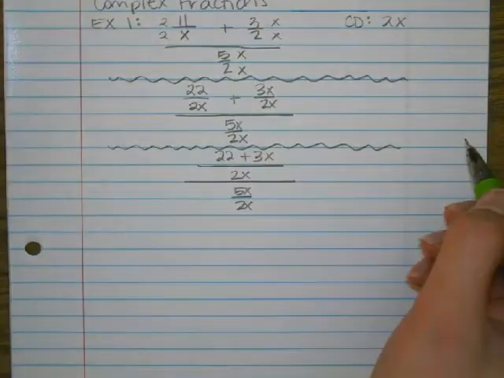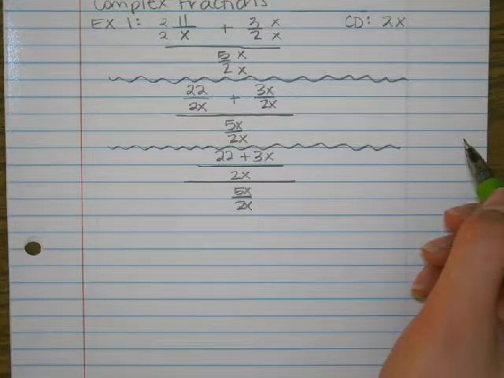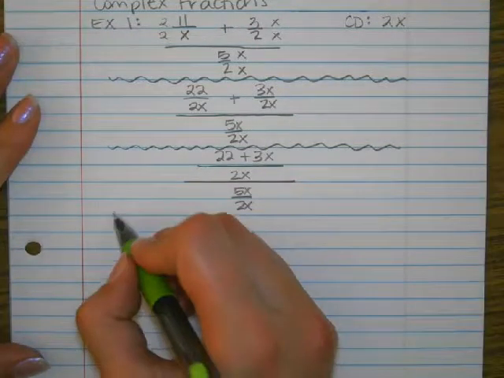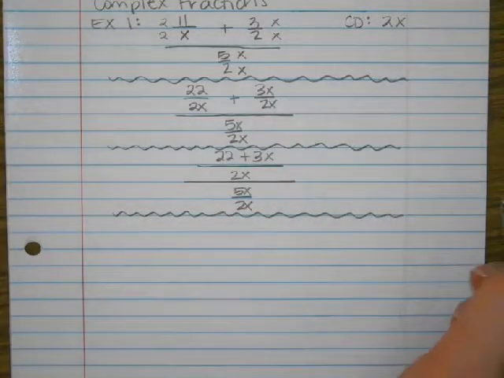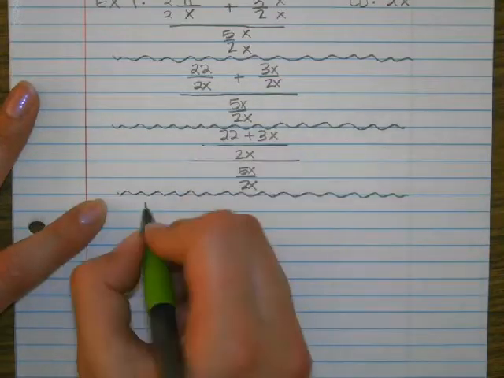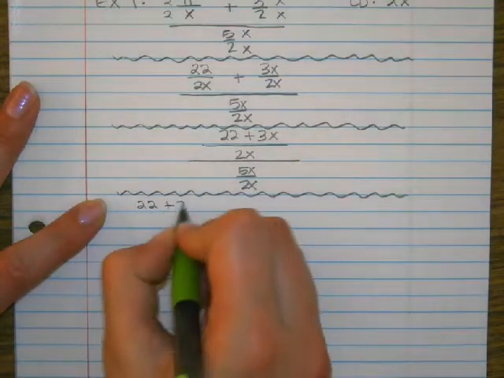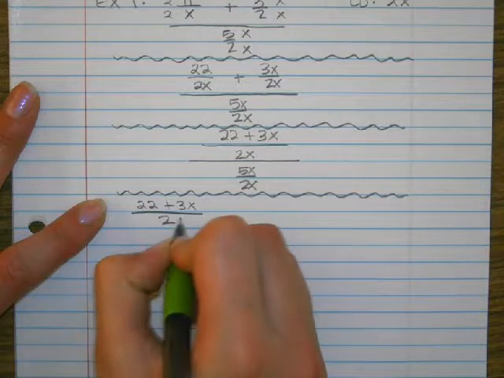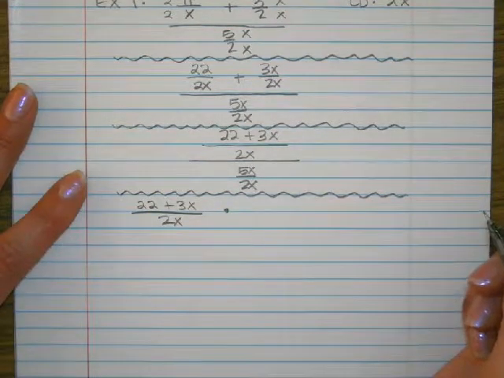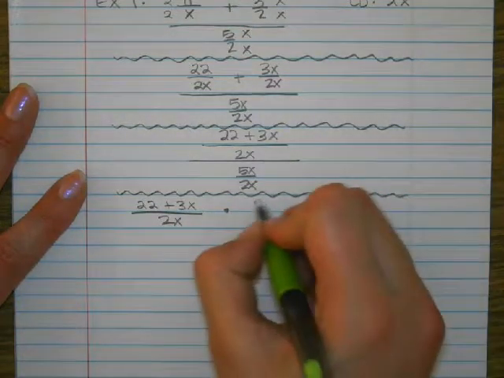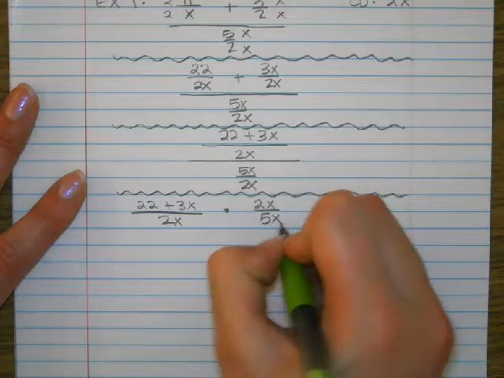So we got one fraction divided by another fraction. What do we do anytime we have one fraction divided by another fraction? Keep, change, flip. So keep the top, 22 plus 3x over 2x. Change it to a multiplication problem. And then flip the other one, 2x over 5x.